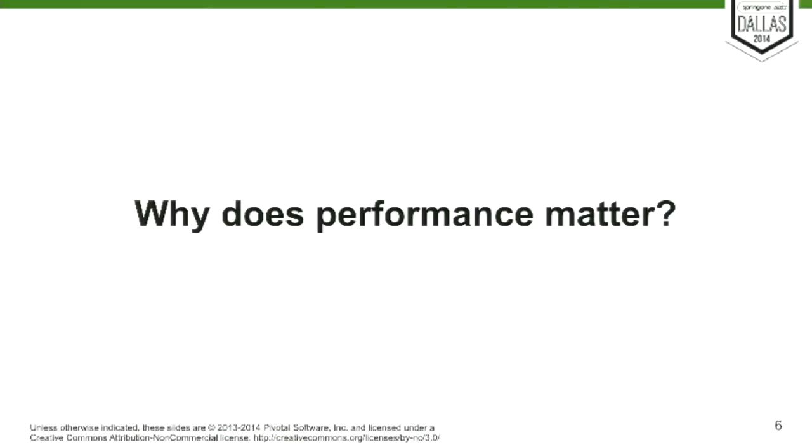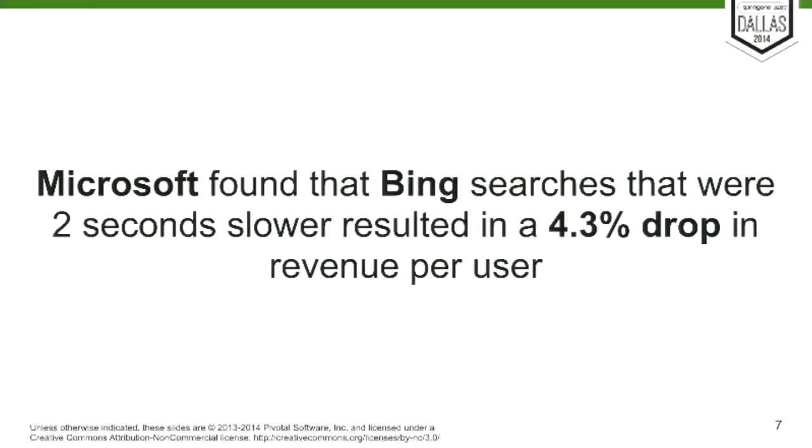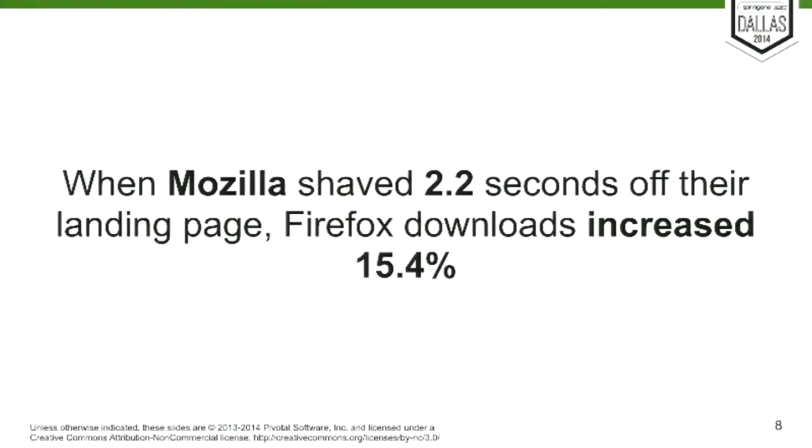But really, why does performance matter? I know I'm talking to a room full of engineers, but sometimes it's good to understand the business impact. Some of the stats that I've found are, Microsoft found that Bing searches that were 2 seconds slower resulted in a 4.3% drop in revenue per user. And when Mozilla shaved 2.2 seconds off their landing page, Firefox downloads increased 15.4%. So you got 30 million more downloads just because the page was slightly faster.